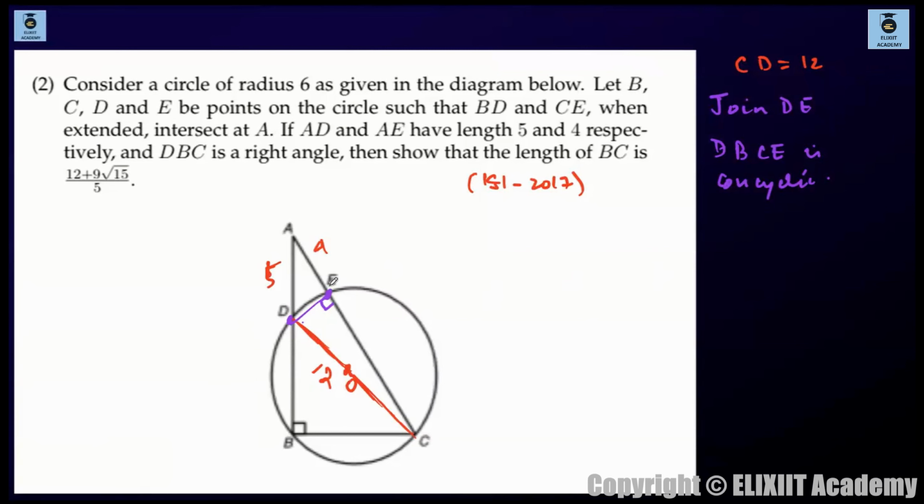If this is 90, the remaining part is also 90. So the upper triangle is a right angle triangle. So how much is the base? The perpendicular is 4, the hypotenuse is 5. So what is the base? 3. Yes or no? The upper triangle means which triangle? I am talking about triangle AED.